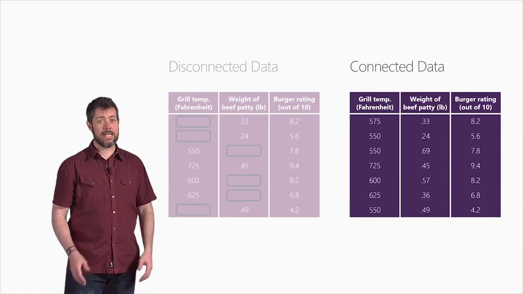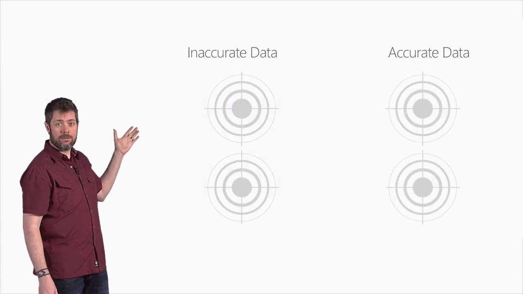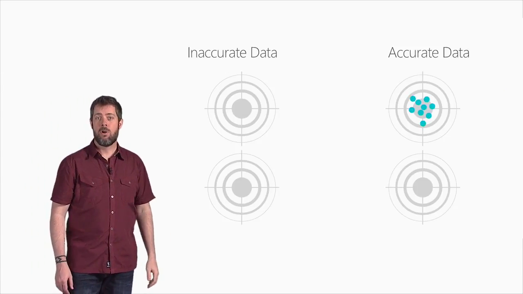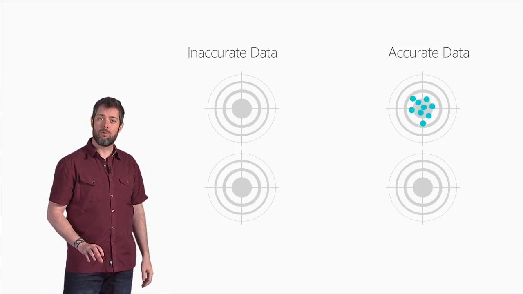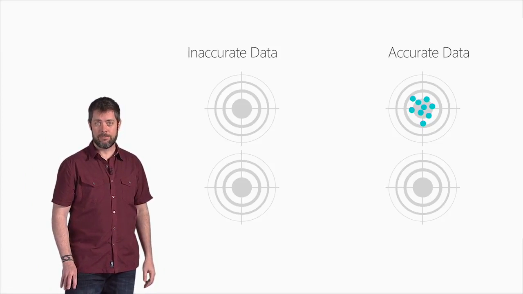The next ingredient we need is accuracy. So here are 4 targets we'd like to hit with arrows. Look at the target in the upper right. We get a tight grouping right around the bullseye. That, of course, is accurate.